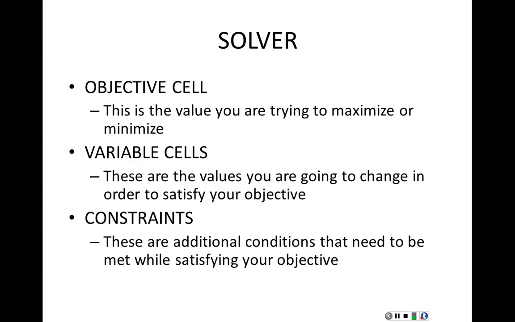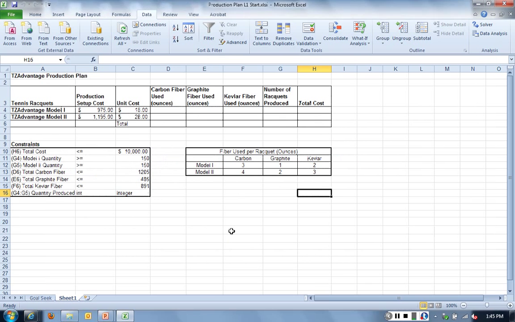So at this point, I'm going to jump over to Excel. If you go to the Excel Labs folder on Blackboard, this is going to be Excel Lab number 4, and you're going to grab a spreadsheet called Production Plan L1 Start. That is this spreadsheet right here.